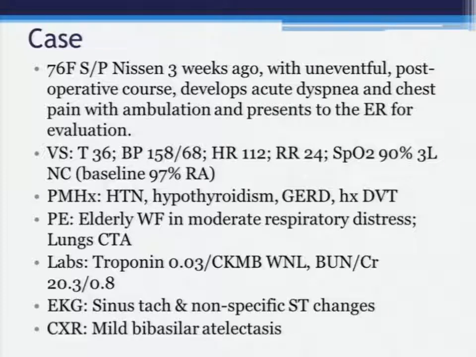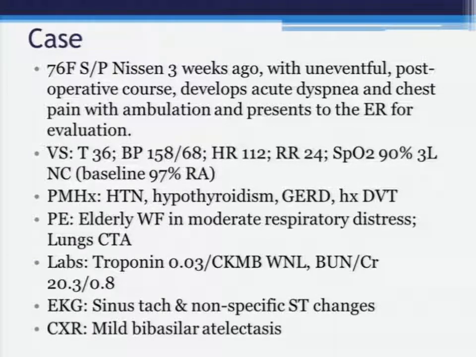I thought it would be best to go through this presentation by following a patient that I took care of on the hospital medicine service a few years ago. This was a 76-year-old female who walked into the emergency room and told us that she had had a Nissen 3 weeks prior. She had an uneventful postoperative course, but had developed acute dyspnea and pleuritic chest pain when she ambulated, and then she presented to the emergency room for evaluation.